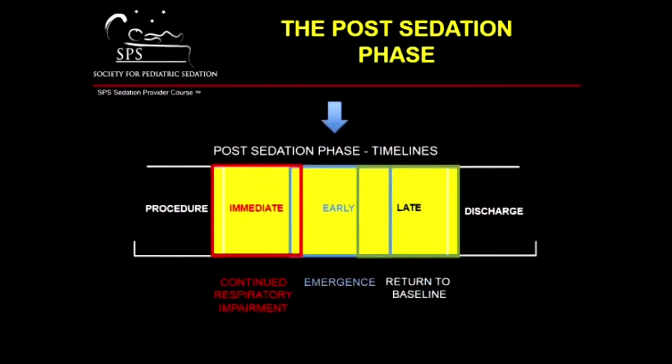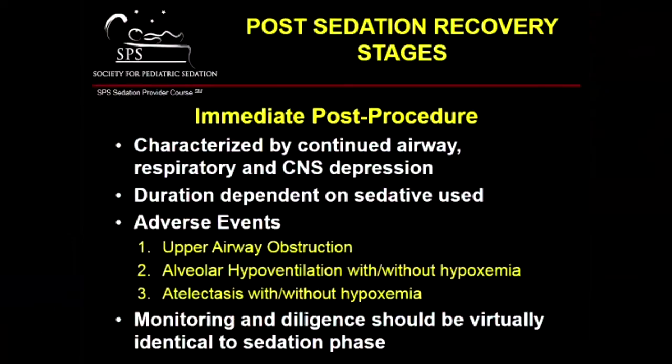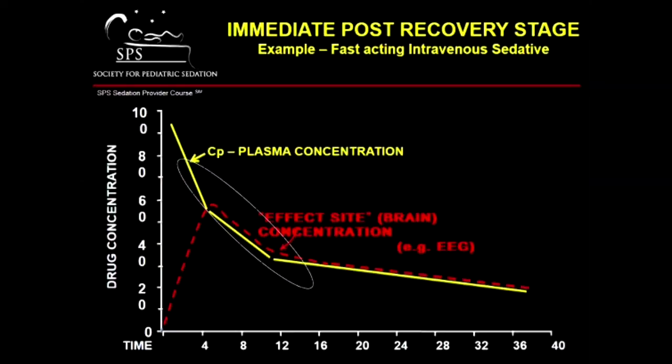To put these on a timeline, one can see that there is overlap of the three phases of recovery. If we look at what types of adverse events occur and when they are most likely to occur, we can be better prepared to deal with them. In the immediate phase, there may be continued impairment of airway reflexes or impaired respiratory effort, resulting in airway obstruction, apnea, and hypoxia. The adverse events during this stage will be similar to those occurring during the actual procedural sedation. So, a quick review of pharmacokinetics.